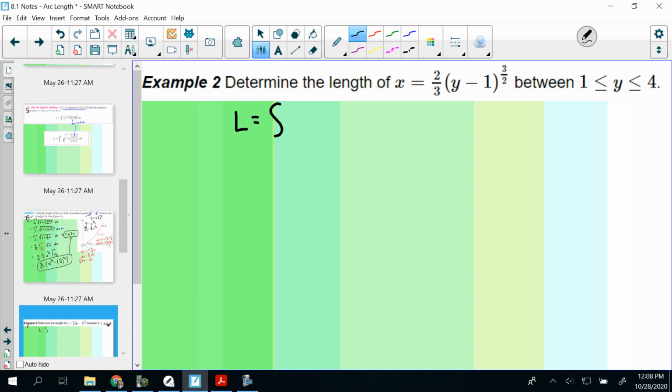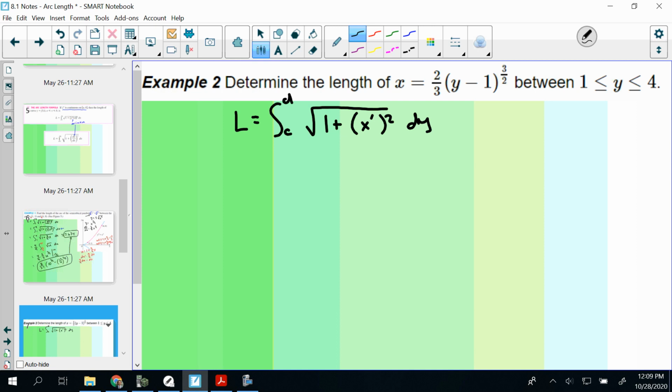So let's call them c and d here, just so we know it's going to be something different. And then this would be 1 plus your derivative. In this case, this would be x prime that we'd want to square, and then this should be in terms of y.